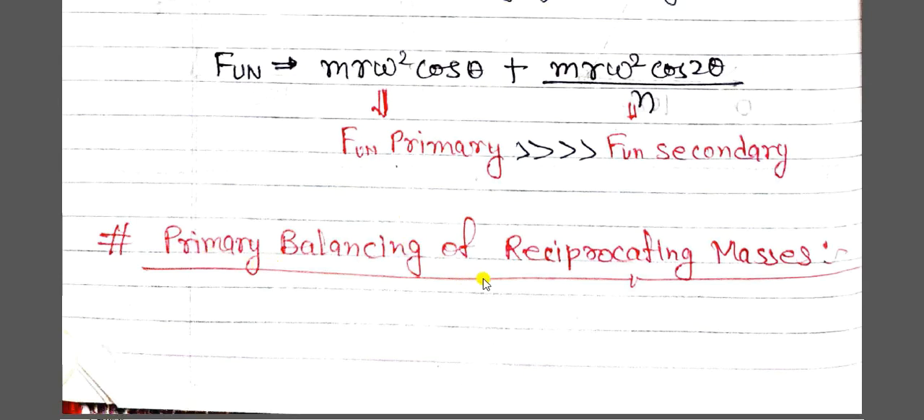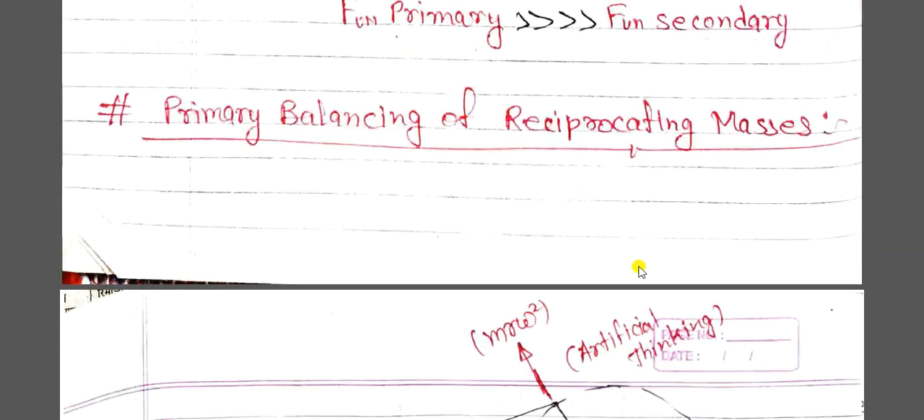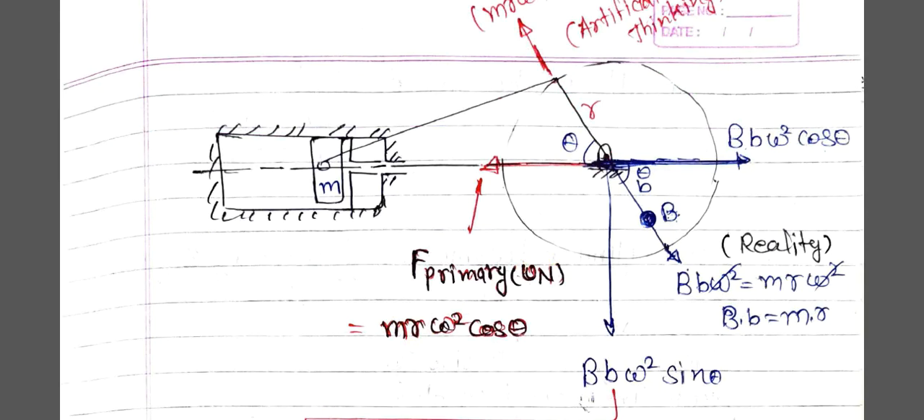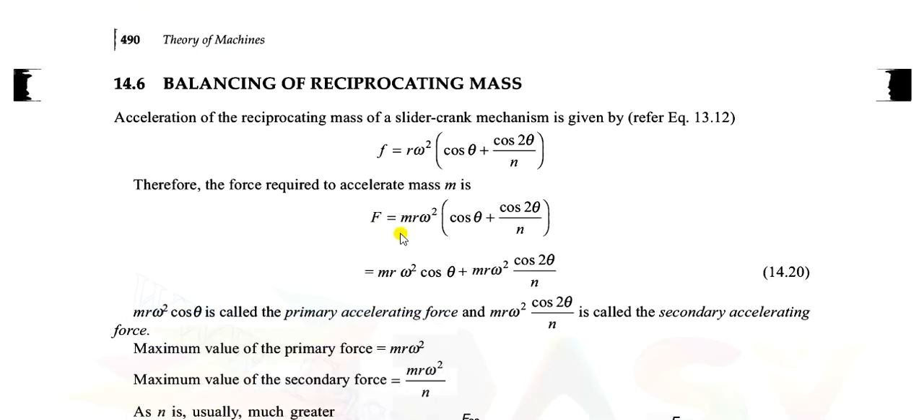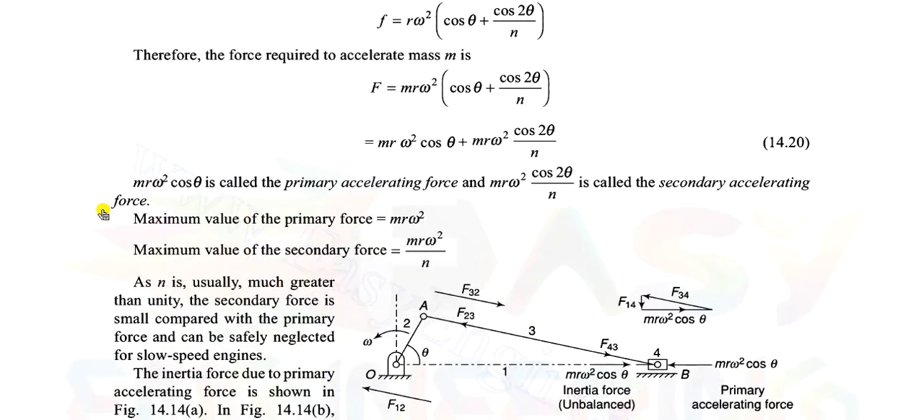So we will concentrate on primary forces first: primary balancing of reciprocating masses. Again I will go to the book. Here we have two accelerating forces, primary and then secondary. The maximum value of the primary force is mr omega square.